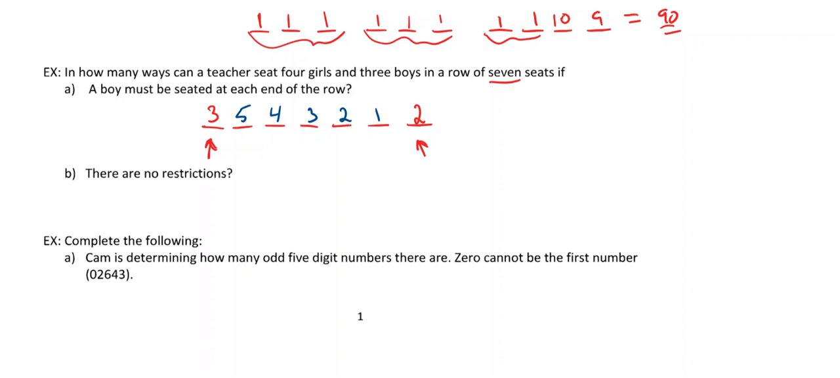Okay? And that's it. So once you get all those, you know the deal, you just multiply them all together. So we end up with 720. So 720 different possibilities.